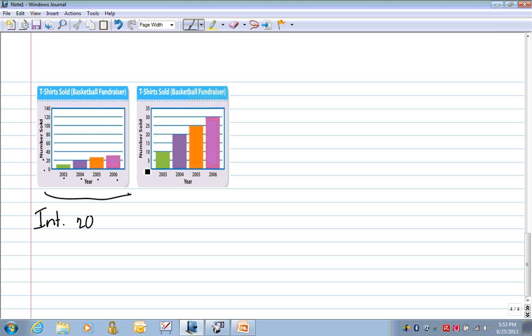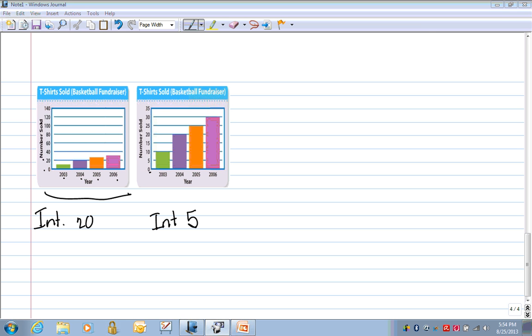In our second graph, the scale starts at 0, but the next number is 5, and then 10 and 15. So our interval is different. Our interval is 5. So if you look at both graphs and you wanted to just be able to look at it, which one do you think might be misleading? I'm going to pause for you to think about it.